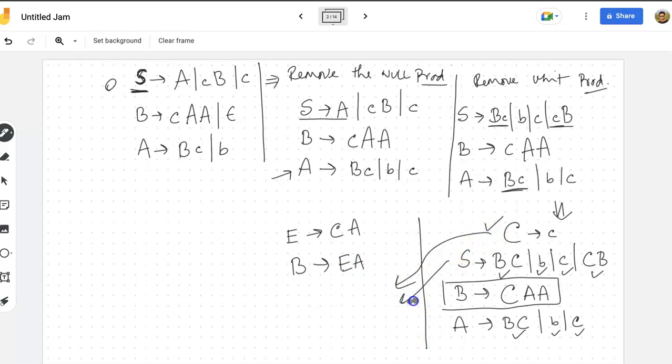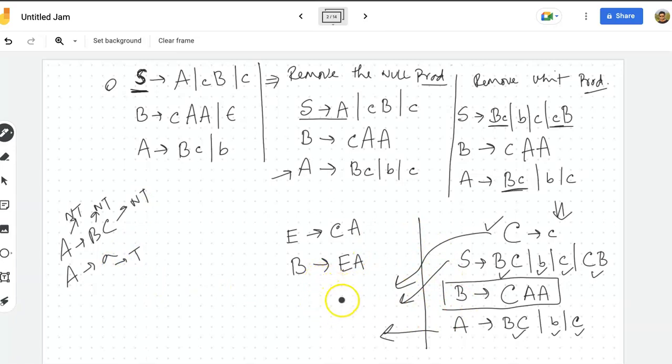All the others will be the same. Okay. So now all the rules are in the CNF format, which is A to BC or A to a. So basically A is a non-terminal, and both B and C are non-terminals, and this is a terminal. So this is the format. Now all these things are in the CNF format.